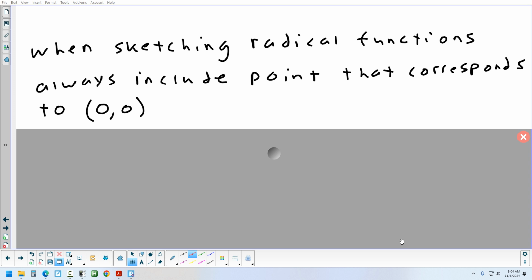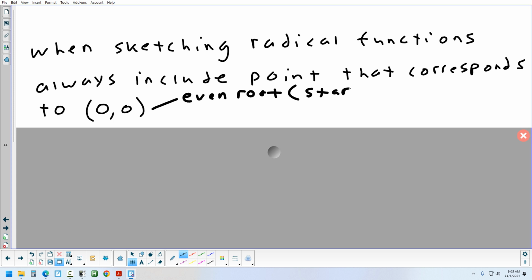All right, so we're going to look at the last part of section 4.4, which gets into sketching graphs by hand and then solving radical equations, okay, with algebra. So the first thing that we always want to do when we are sketching a graph is find the point that would have been at the origin. For an even root, this would be what I call the start point.